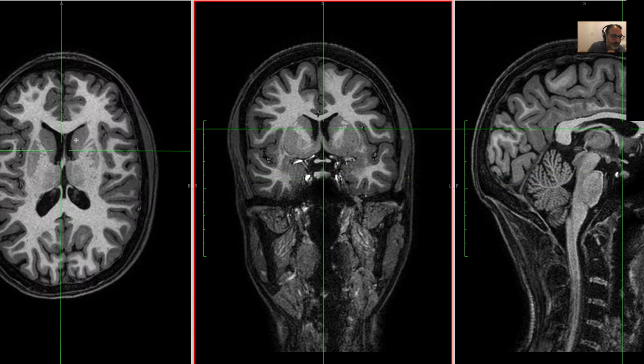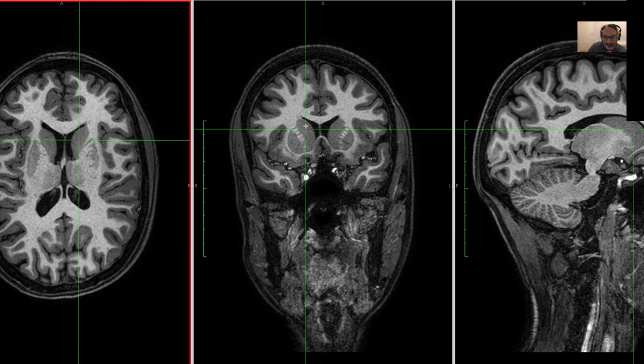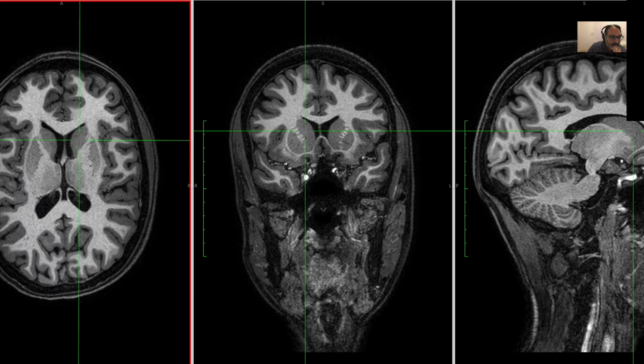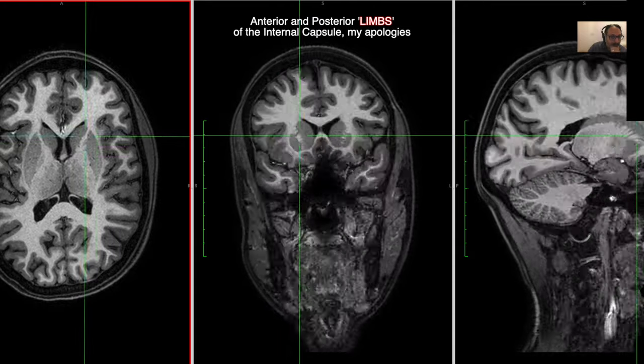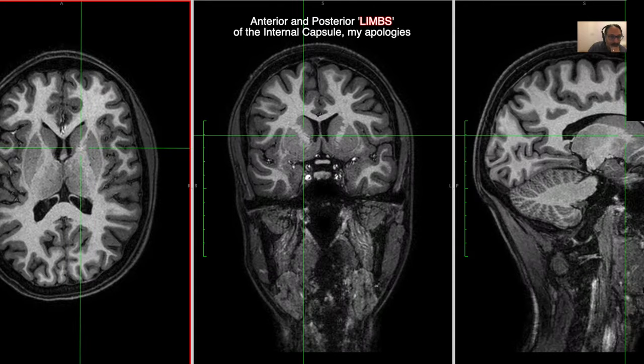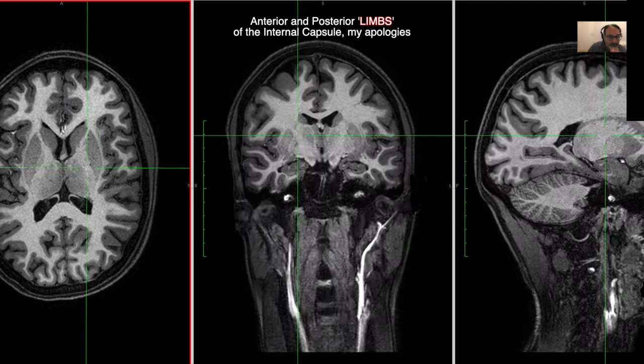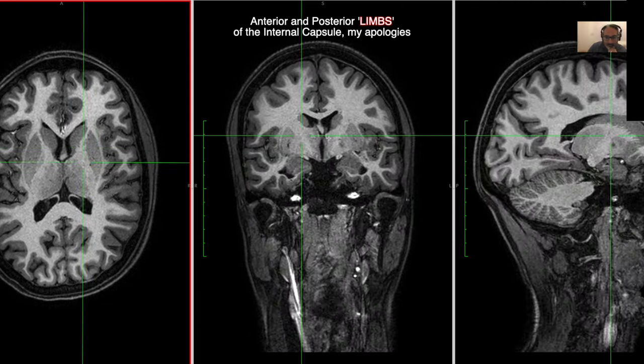So remember I said this is the caudate nucleus. I'm going to click on this, and you can see where it is here. Now this is the anterior horn of the internal capsule. And if I put it there, that's how you can see it there. In the coronal it's useful, in the sagittal it's not too useful. And this is the posterior horn of the internal capsule. And if I put it there, you can sort of see it there.